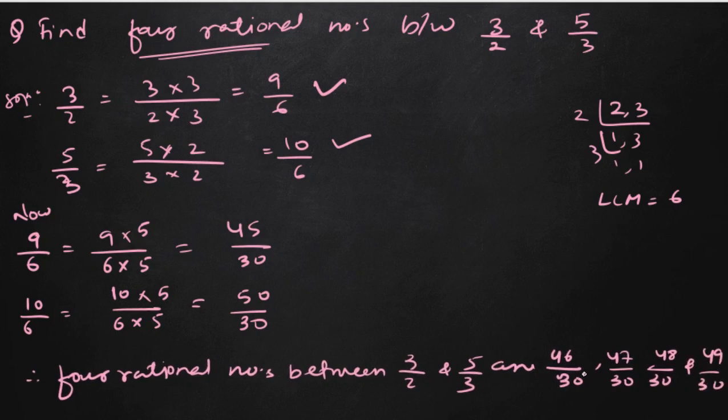So you will get exactly 4 rational numbers between 3 by 2 and 5 by 3 if you follow this rule. So it's up to you which method you want to follow. In the examination, if you are comfortable with the previous one, then you can do with that one, or if you are comfortable with this method, then you can do with this method also.